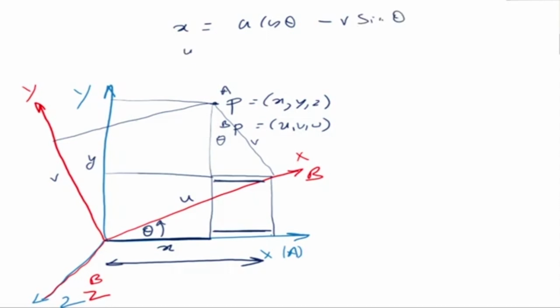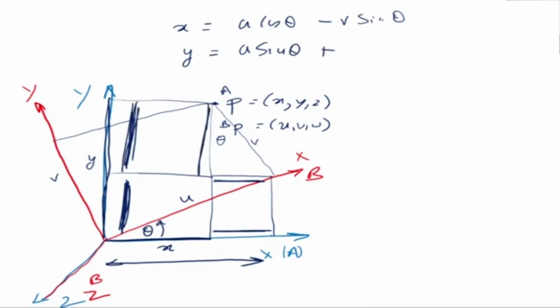And y is equal to, what is y? Y is this full distance. This full distance is equal to this distance plus this distance. So this distance here is equal to u sine theta, plus this distance, which is equal to v cos theta, and z is equal to w.